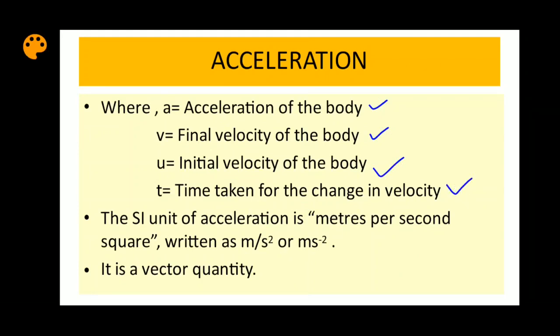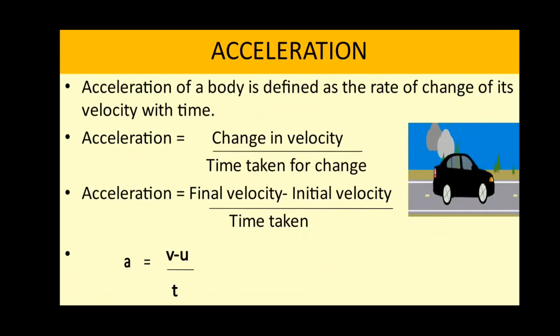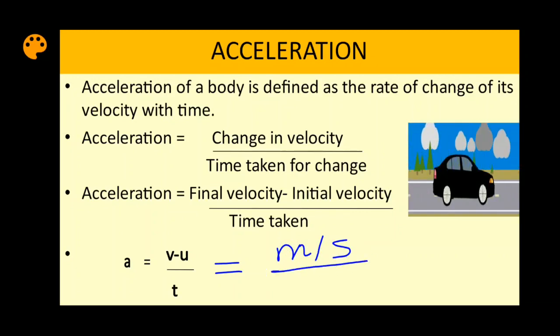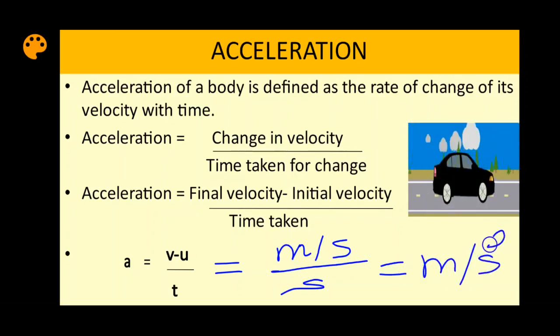The SI unit of acceleration is meter per second square, which is written as m/s² or m s^-2. It is a vector quantity. Now let's understand how the unit of acceleration is meter per second square. We know that the formula for acceleration is a equals v minus u upon t, and we also know the SI unit of velocity is meter per second. So in place of change in velocity, we'll write meter per second, and the SI unit of time, we know, is second. So this will be meter per second square. That can be written as m s^-2 also.